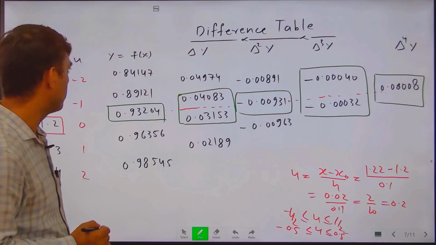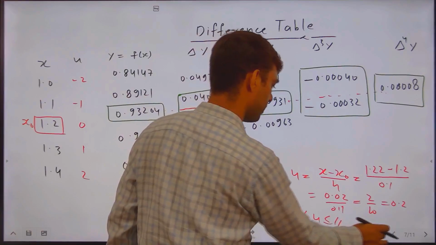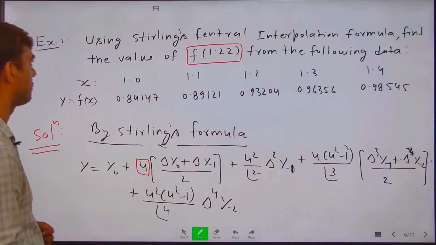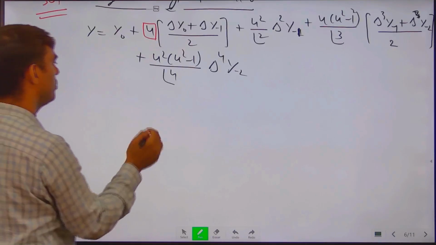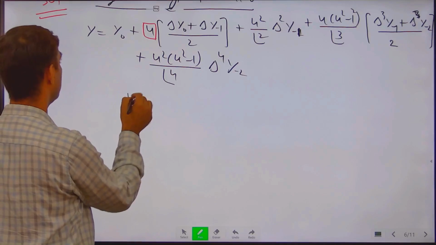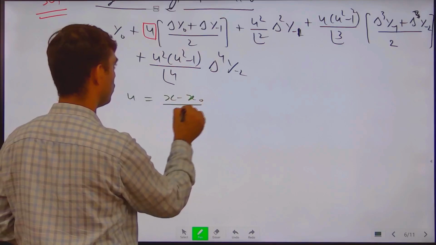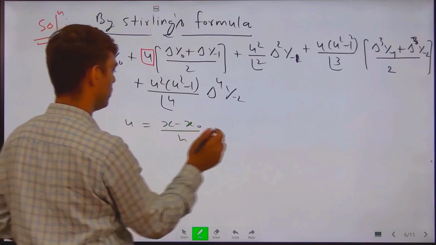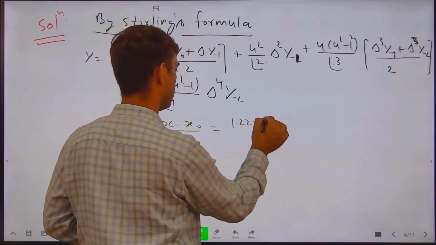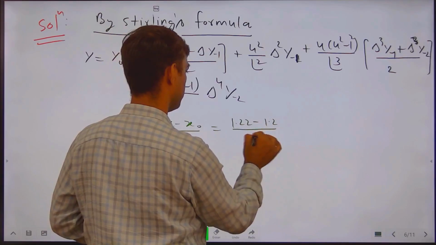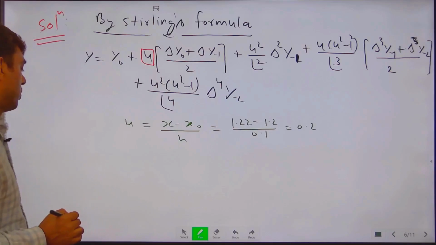So we put the value for u. Here we put u equal x minus x0 upon h, this is equal to 1.22 minus 1.2 divided by 0.1, this is 0.2. So what is the value?